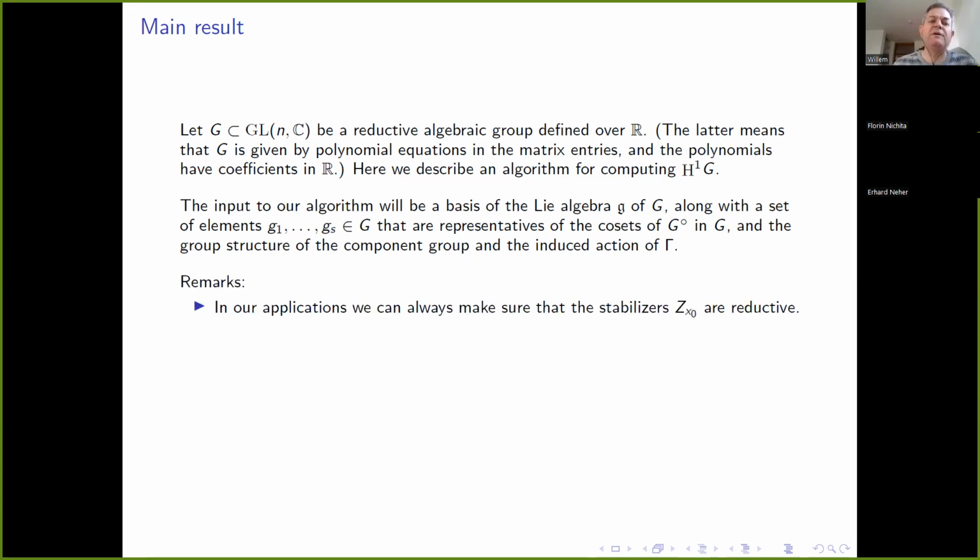One remark: in our application, the few examples that I gave that we're interested in are actually reductive. That's of course important. If I can only do it for reductive algebraic groups, then to apply this to our problems, the groups have to be reductive.